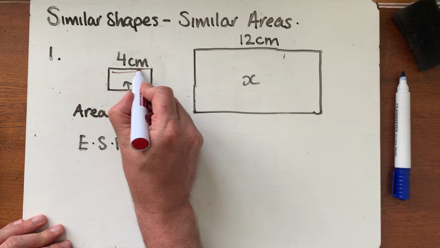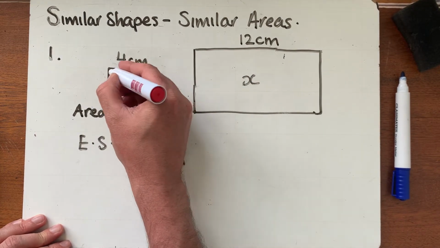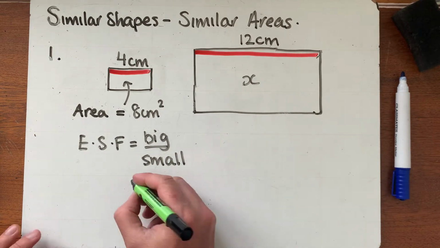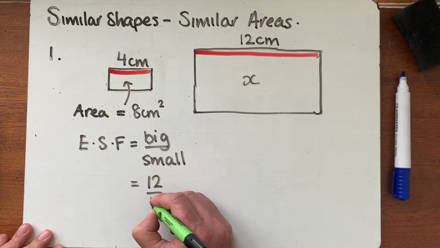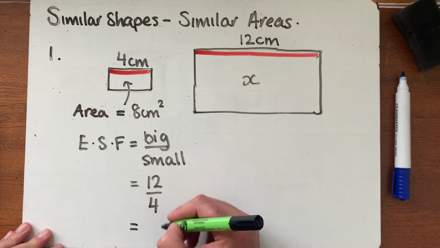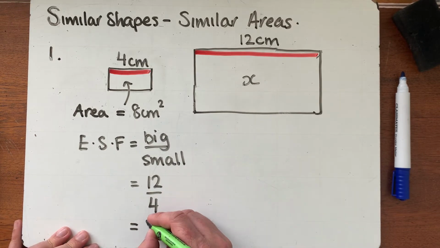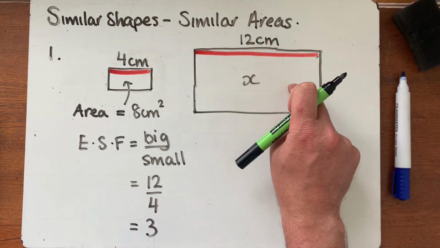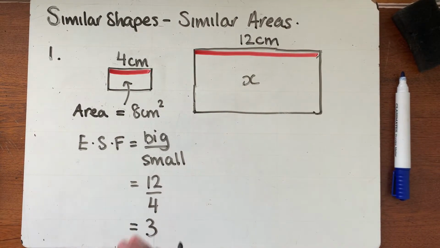So here we've got the 4, which matches up with the 12 from the bigger rectangle. The big number on the top, 12, small number on the bottom, 4. Simplifying that down where we can, 12 divided by 4 gives a really nice scale factor of 3. That means that this rectangle, in terms of its sides, is 3 times bigger than the small rectangle.